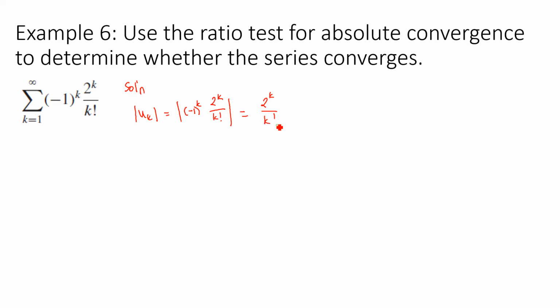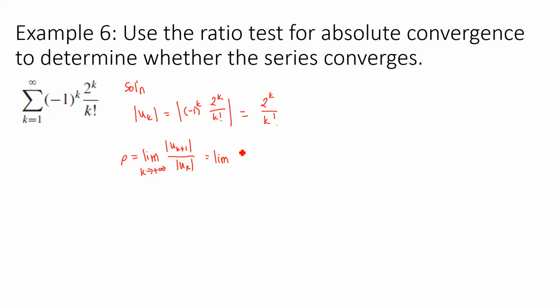Thus, we have rho equal to the limit of the absolute value of u sub k plus 1 over the absolute value of u sub k as k approaches positive infinity. In this case, we just add 1 to k, so we have 2 over k plus 1.